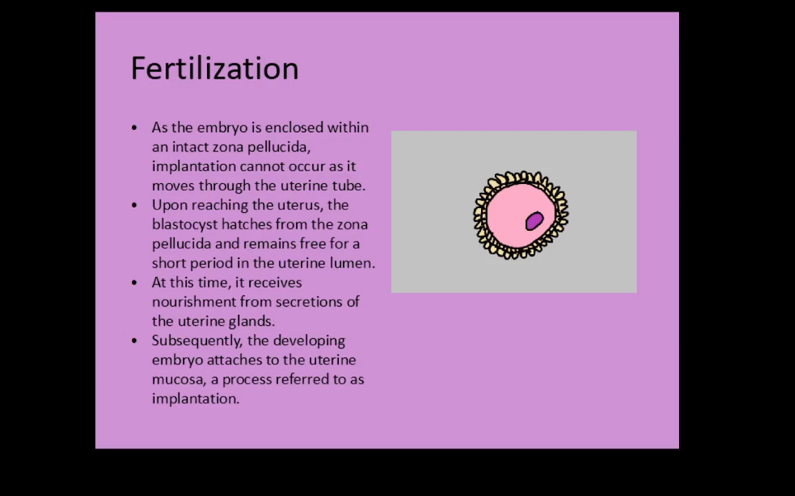Upon reaching the uterus, the blastocyst hatches from the zona pellucida and remains free for a short period inside the uterine lumen. At this time, again, the secretions of the maternal uterus provide the nourishment. Subsequently, the developing embryo attaches to the uterine mucosa in a process known as implantation.